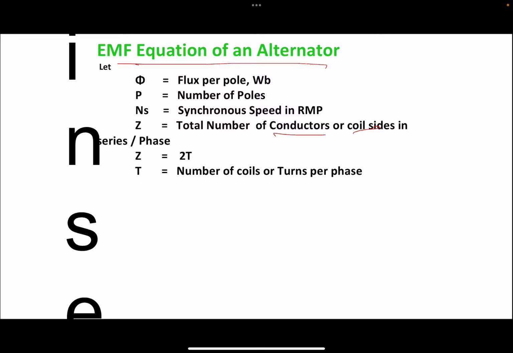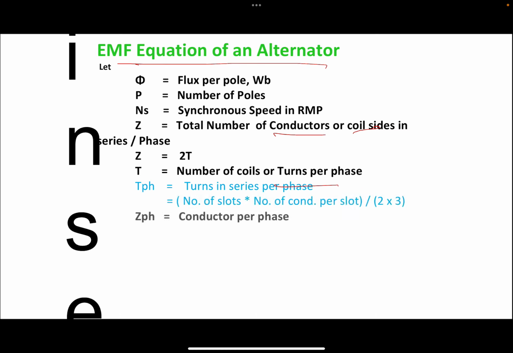Number of conductors equals 2 times the number of turns. T is nothing but the number of turns. If 10 turns are there, how many conductors are there? 10 into 2, that is 20. Have you discussed the single-turn coil or multi-turn coil? Yes or no? A coil can be single-turn or multi-turn. T phase is nothing but turns per phase.